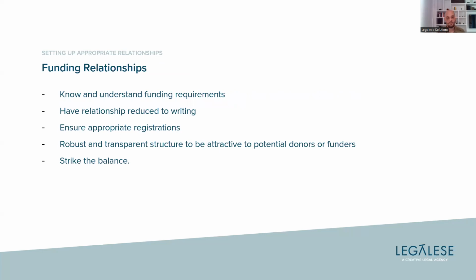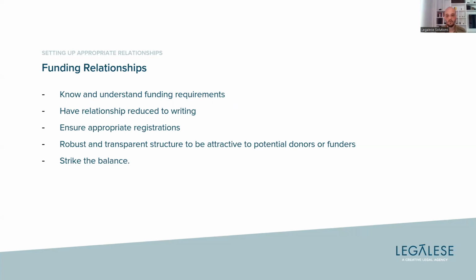So let's talk a little bit about funding relationships. It is crucial that you know and understand the requirements that a donor or funder might have before you agree to take their money. These must be set out in some kind of written agreement between the parties. And this is important because these requirements can include pretty much anything from ownership by the funder of intellectual property to audit requirements, like I mentioned earlier. So it is extremely important that you're aware of this.